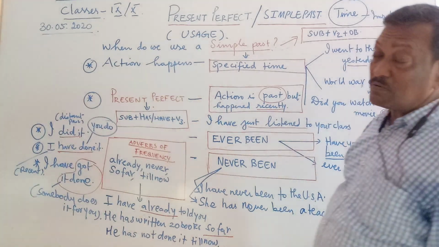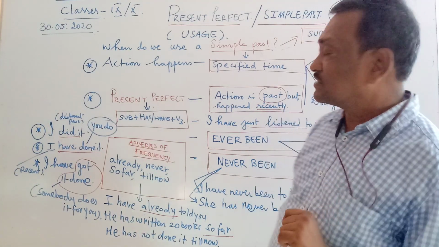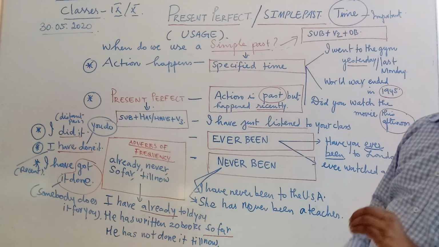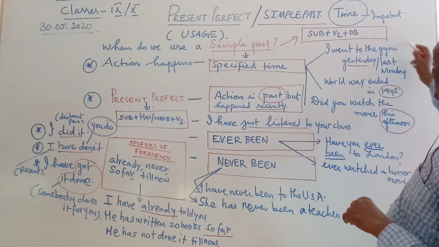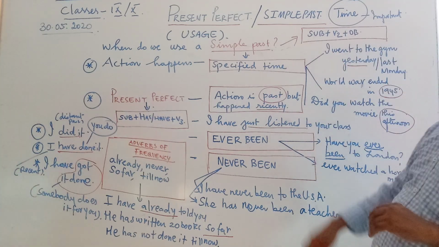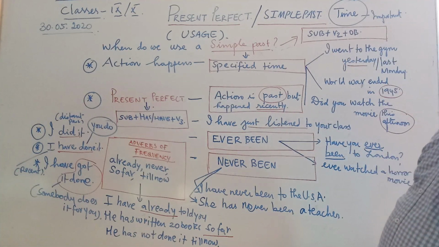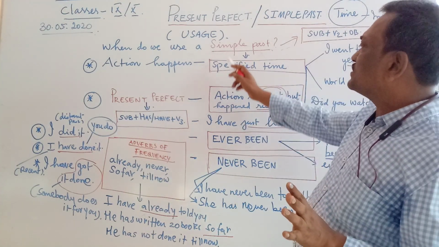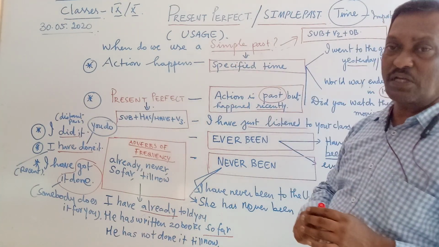So when did I go? I went yesterday. Or I went to the gym last Monday. Here again, the time is specified. So when you specify the time with the time adverb, then the action becomes clearer. And therefore, the simple past is used.